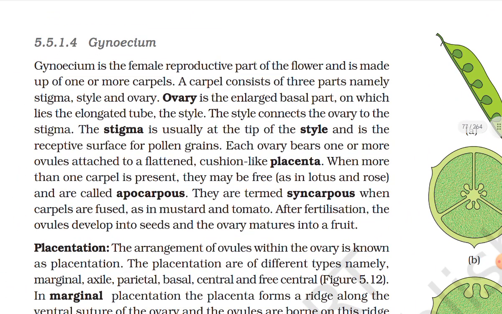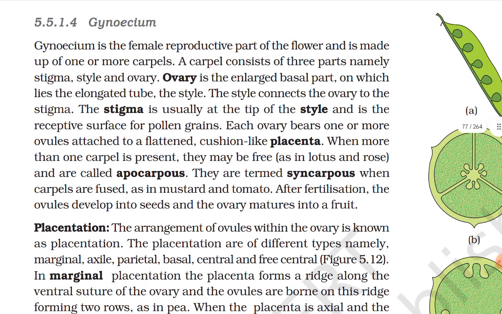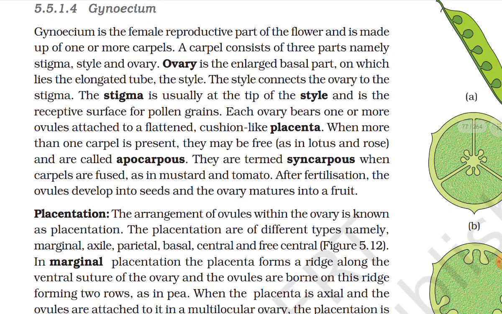Gynoecium. Gynoecium is the female reproductive part of the flower and is made up of one or more carpels. A carpel consists of three parts, namely stigma, style, and ovary. Ovary is the enlarged basal part, on which lies the elongated tube, the style. The style connects the ovary to the stigma. The stigma is usually at the tip of the style and is the receptive surface for pollen grains. Each ovary bears one or more ovules attached to a flattened, cushion-like placenta.